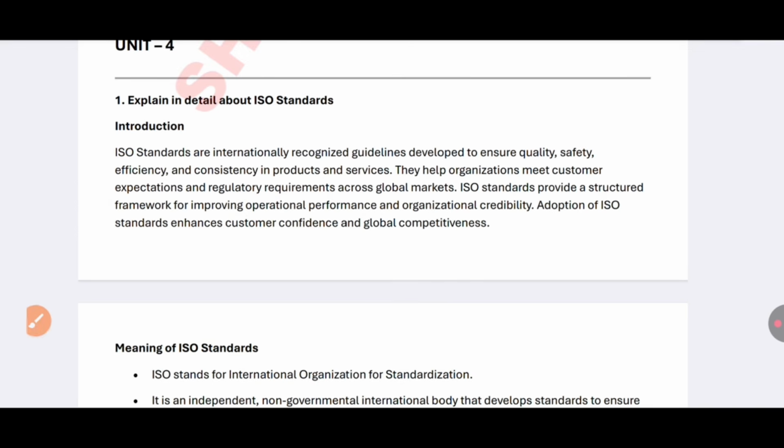To meet the customer expectations throughout the global markets, these ISO standards will be helpful. So it is a structured framework. Why? Because it will help achieve operational performance and reach your goals also. This ISO standard improves your productivity, meets customer satisfaction, etc. It will also help adopt and improve your global competitiveness.